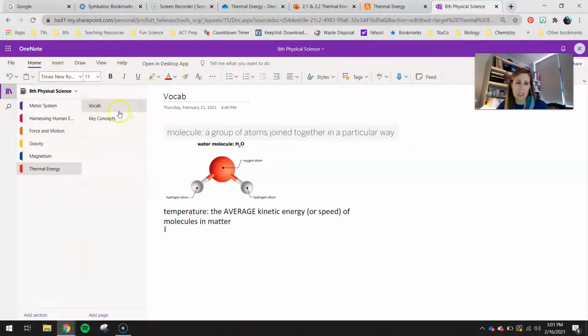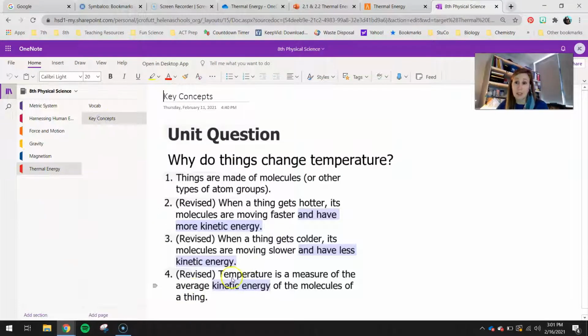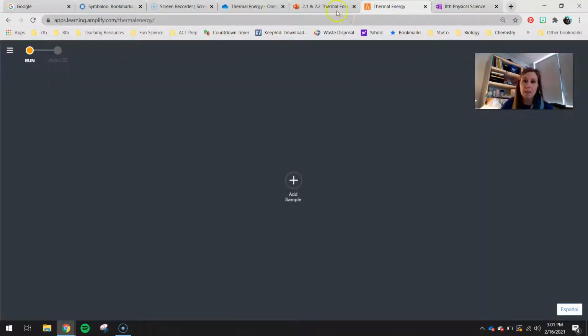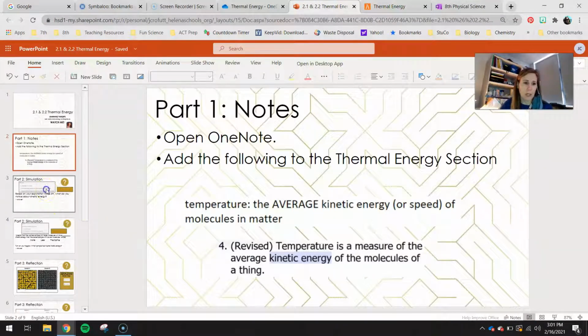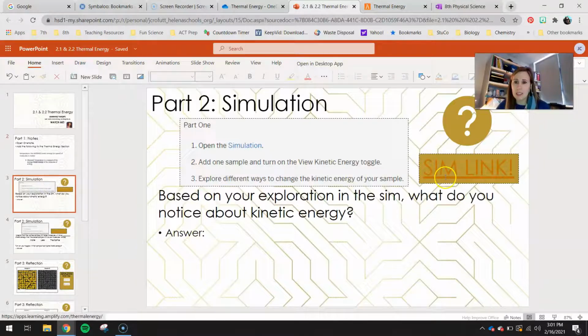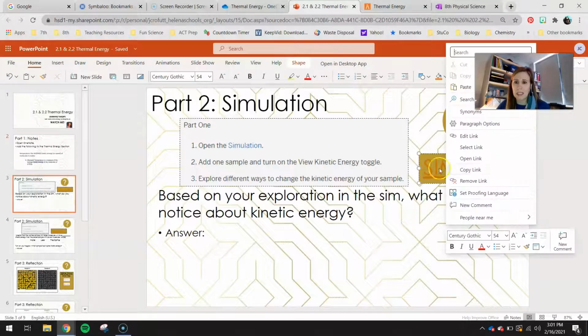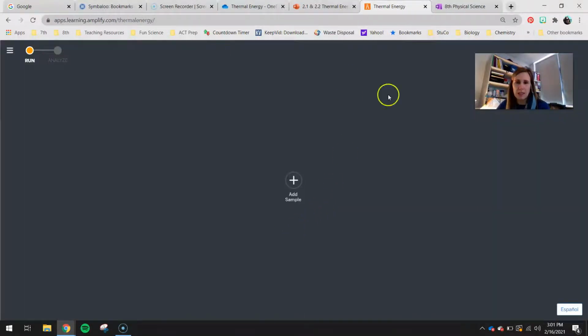We have thermal energy in your vocab section. Here's temperature. And in your key concepts, here's key concept number 4. Okay, all right, moving on, part 2 simulation. So you guys can go ahead and right click and open up your simulation. Should look something like this.